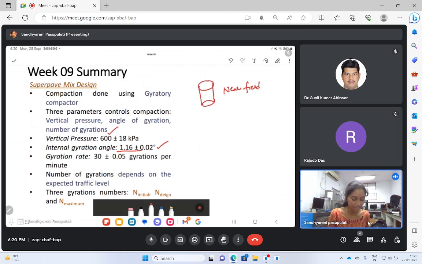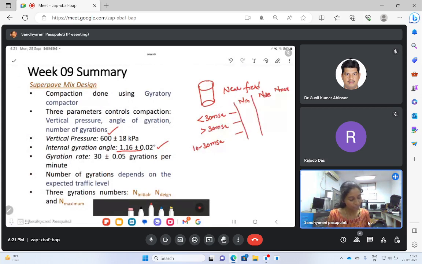So this number of gyrations depends upon the purpose for which we are actually preparing the mixes. Let us say depending upon the traffic level, if the expected traffic is less than 30 MSA, if it is more than 30 MSA, if it is in between 10 to 30 MSA. So based upon the requirement for which we are designing the mix, there are N initial, N design and N maximum. So there are 3 criteria. Our mixes which we are designing in the lab should satisfy these criteria.